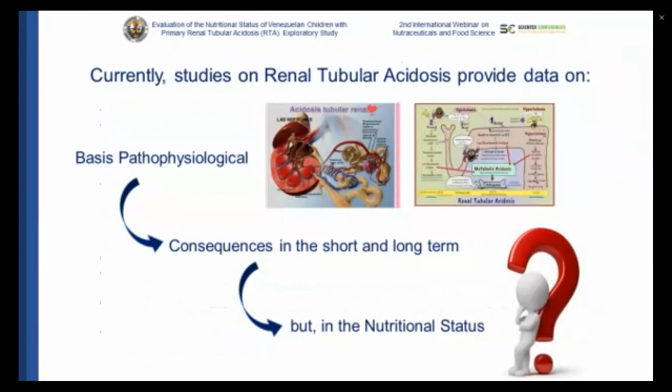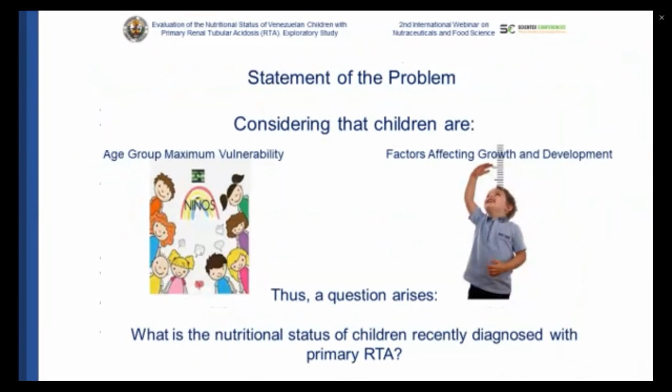Clearly, much is known about the pathophysiology, short and long-term consequences of primary RTA, but how much do we know about the intensity of nutritional alterations and their effects on children's health? A question arises. Knowing that children are a group of maximum vulnerability and that several factors can affect their growth and harmonious development, what is the nutritional status of children with a recent diagnosis of primary RTA?